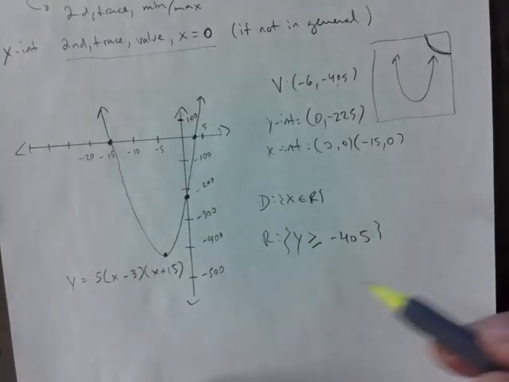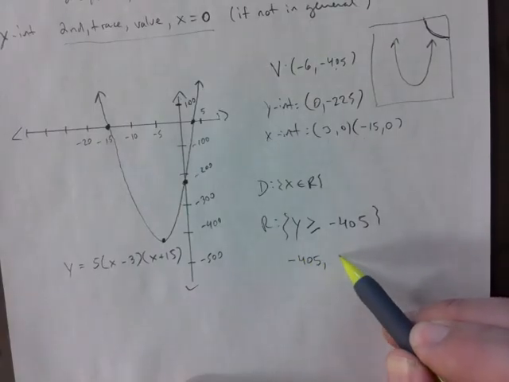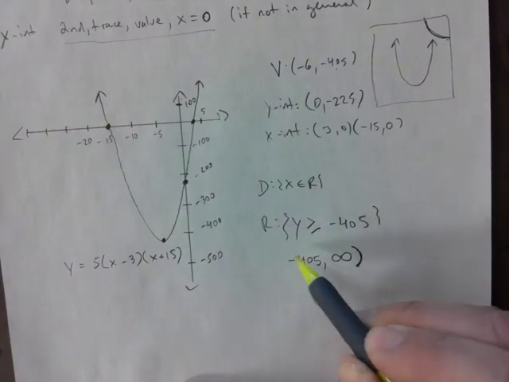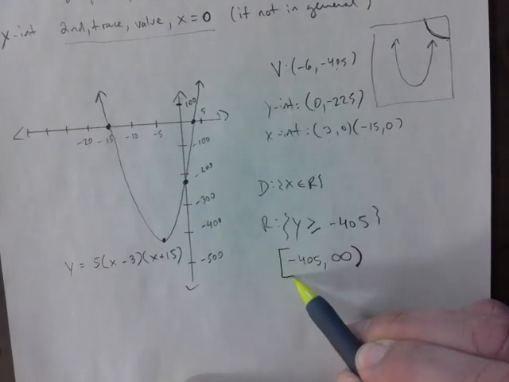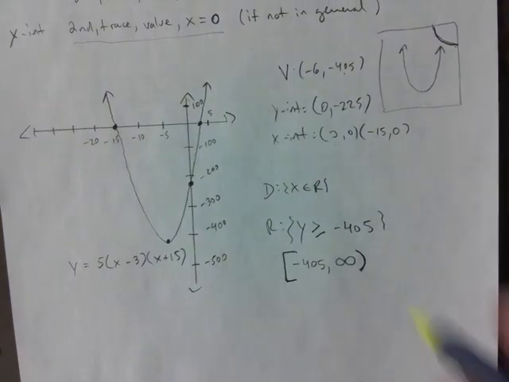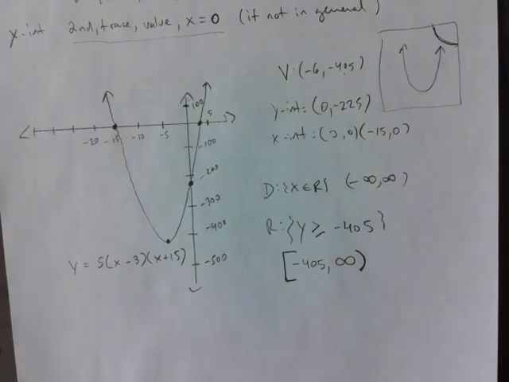If you like the interval notation, you would go from negative 405 all the way to positive infinity. Infinity gets a round bracket, and the value gets a square bracket. Okay. If you like interval notation here, that one is just negative infinity to infinity. And so I hope this review helped you. Okay. Kind of summarizing it a little bit.